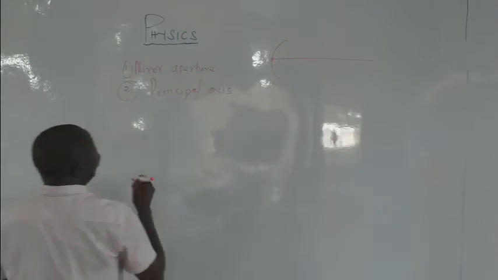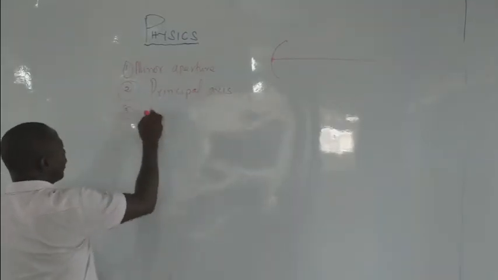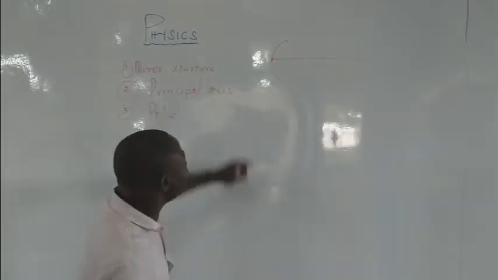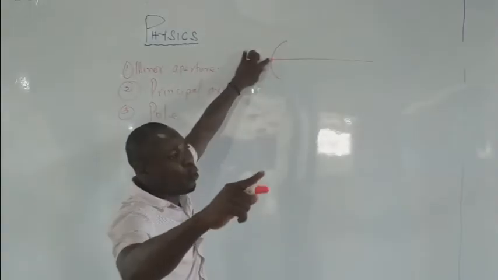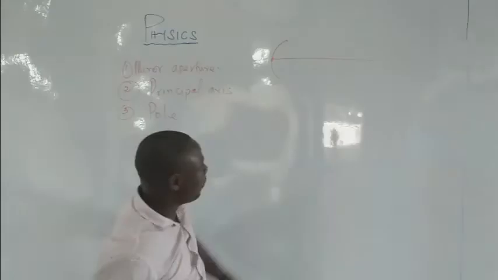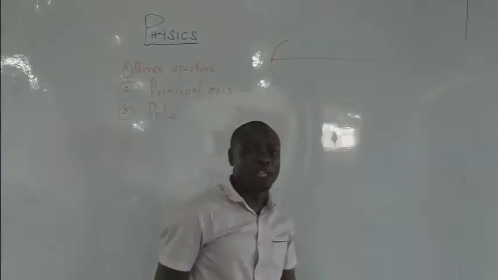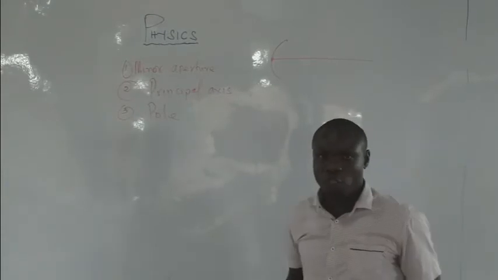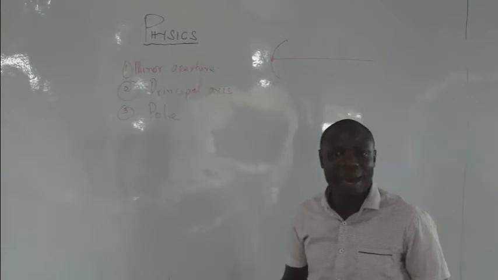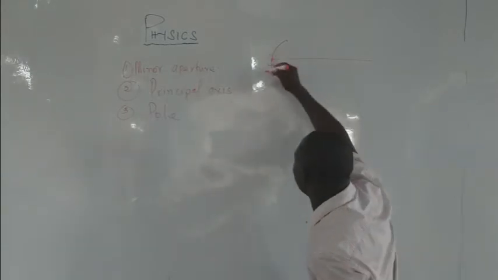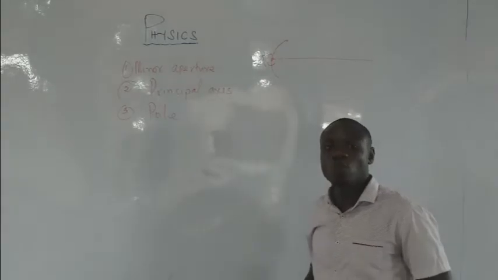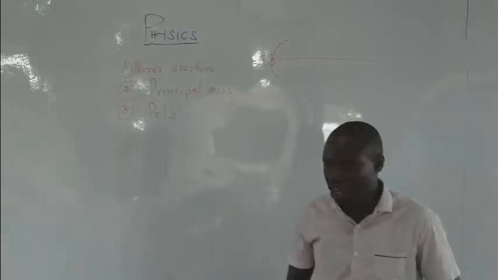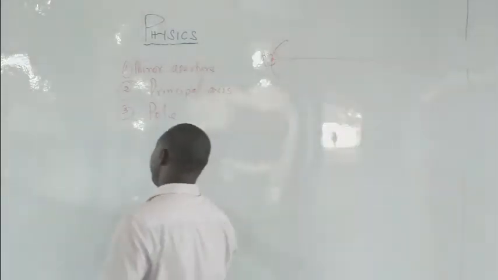The next one you have to know is number three, the pole of the mirror. Call it pole. What's a pole? A pole is the point on the mirror where the principal axis articulates. It is usually located at the center of the mirror. So this point here is called the pole of the mirror. It is usually at the center or midpoint of the mirror.